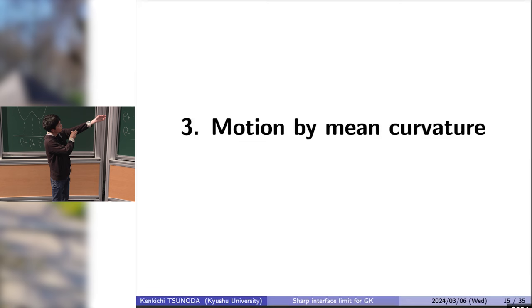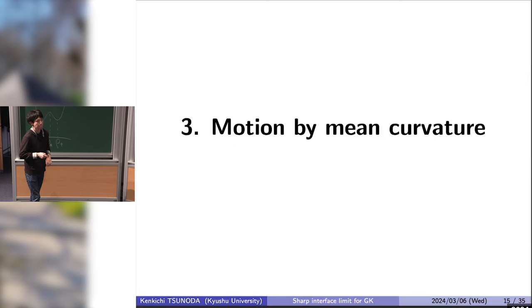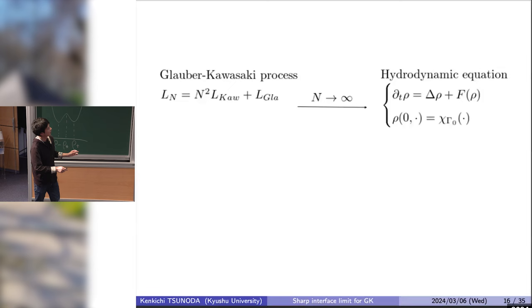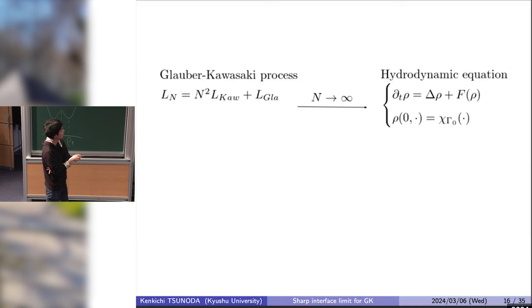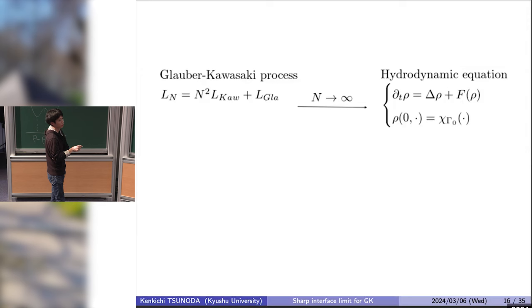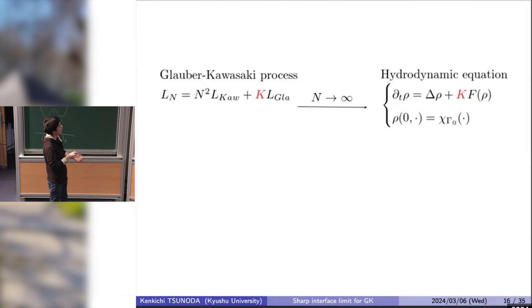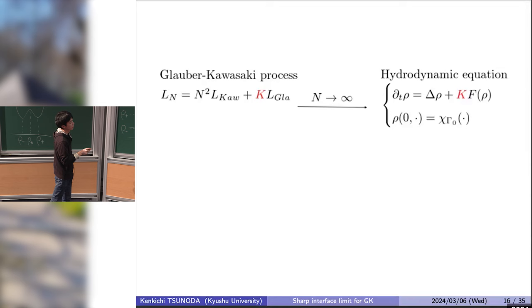Okay, let us move to another topic. It is a derivation of the so-called motion by mean curvature from this particular system. So this is nothing but the law of large numbers, or the hydrodynamic limit, as I explained to you. If we consider a Glauber-Kawasaki process and its empirical measure, and take n to infinity, then we reach the hydrodynamic equation like this. It is immediate to obtain the same result with a constant k. Here k is a large constant, but it is independent of n. If we add k, then k appears here like this.